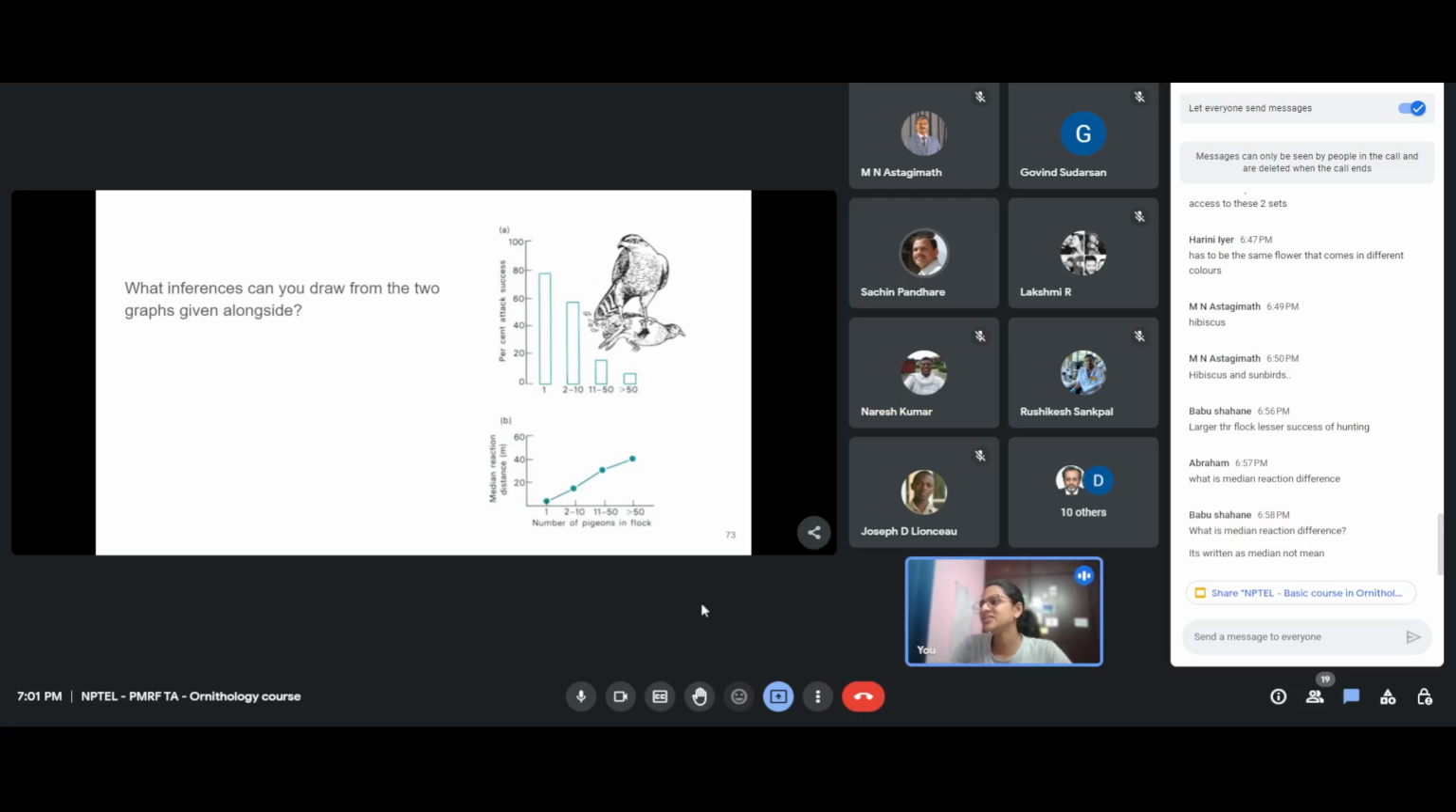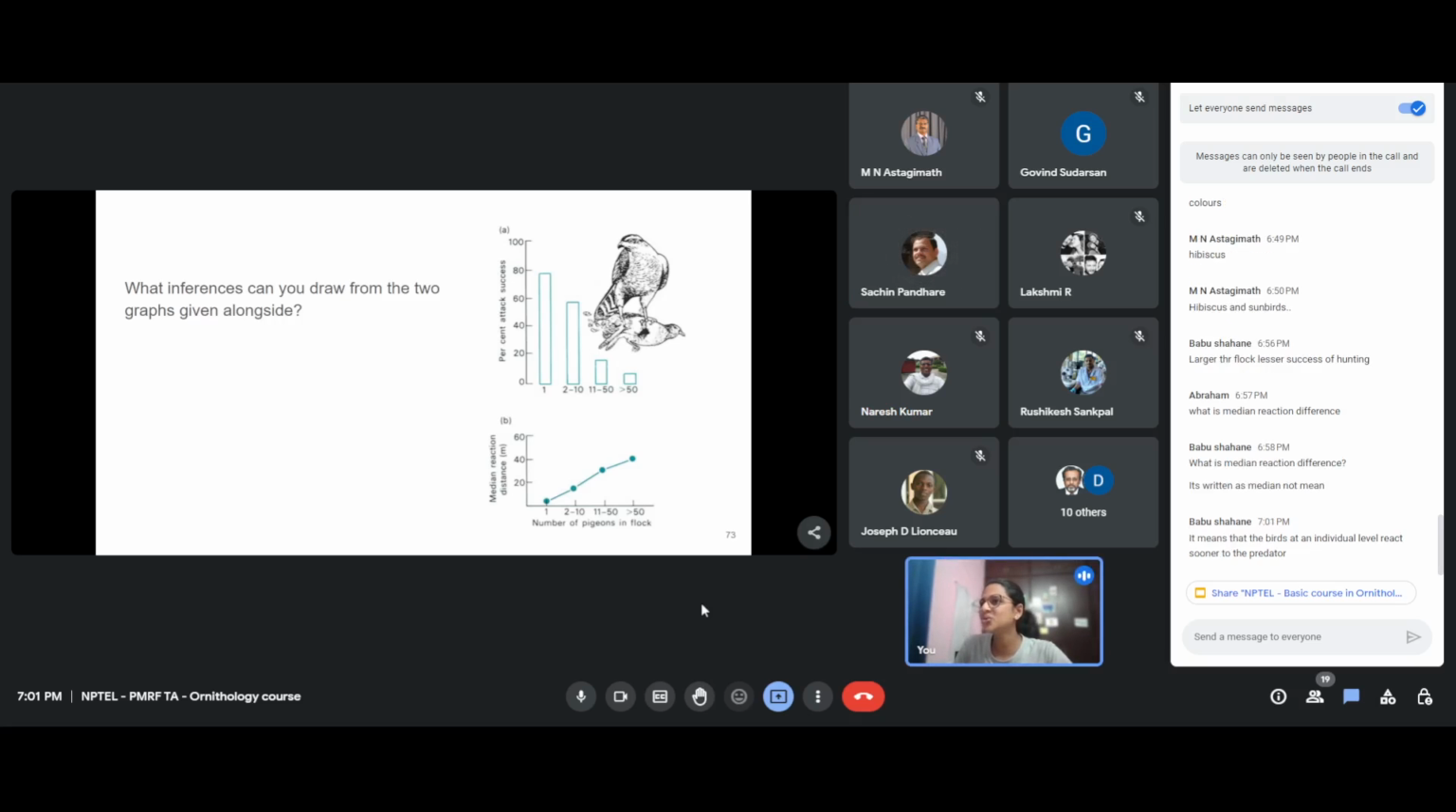No, so this is the mean reaction distance to the predator, right? So here I am reacting when I am 1 meter away, or I am reacting when I am 60 meters away. So what does this graph show? I see. So you mean to say that even if the predator is at a higher distance, the prey is responding to it even when it is a bigger flock? Yes. That's what the graph shows, right?